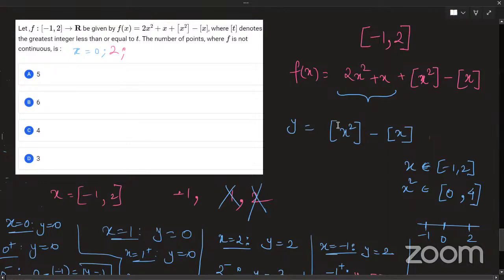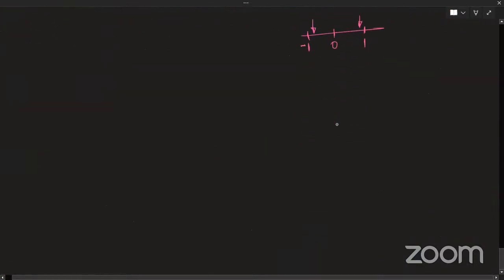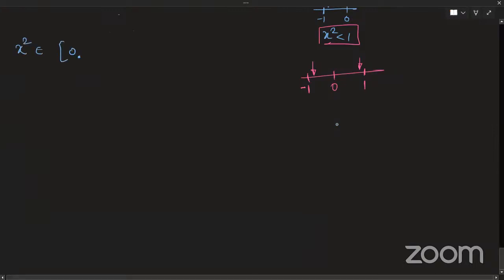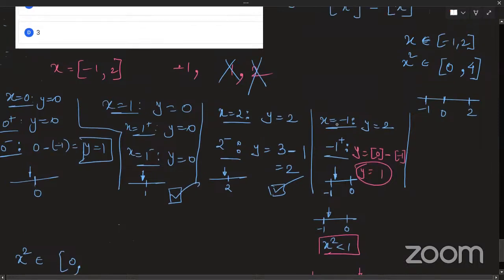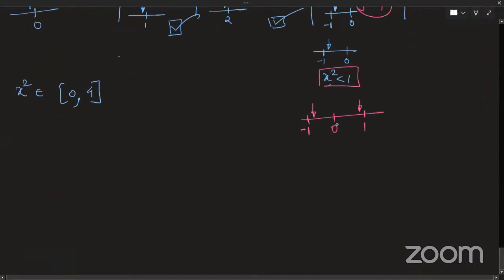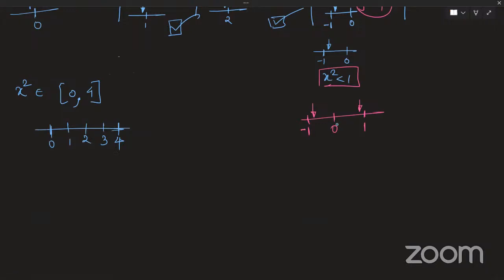Now we need to check for x square also, because x square is also possible to be an integer. So x square is belonging from 0 to 4. Can you tell me what are the points at which x square can be an integer? These are all the points. Do you all agree? Yes, sir. Right? These are all the points.